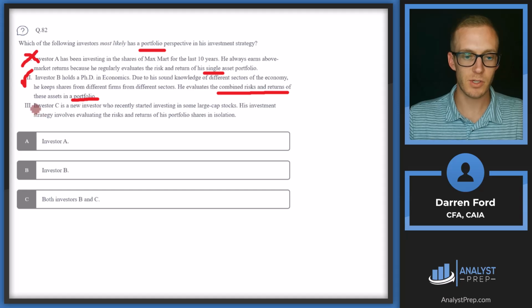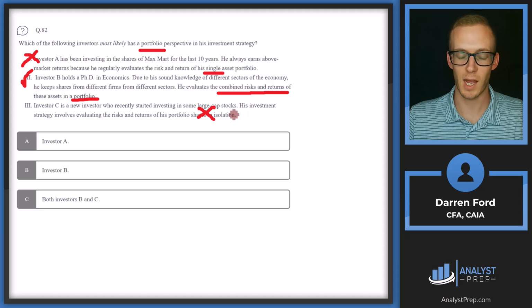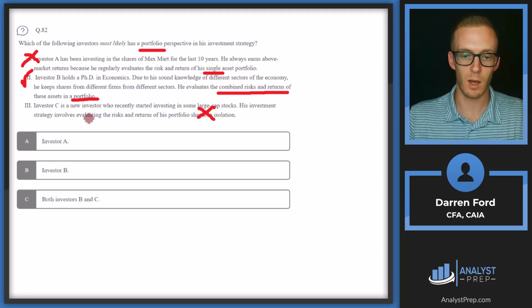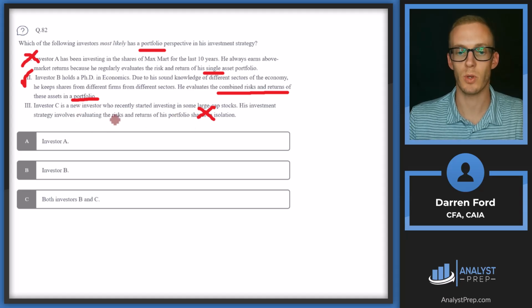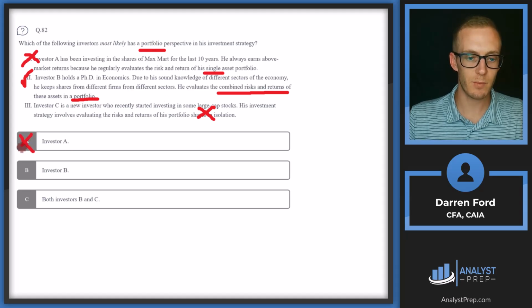And then investor C is a new investor who recently started investing in some large cap stocks. His investment strategy involves evaluating the risks and returns of his portfolio shares in isolation. So the isolation is where this falls apart here. It's good that he's buying multiple stocks, it sounds like, for some diversification. However, considering these different stocks in isolation without understanding what it could do to the risk and return profile of his overall portfolio and strategy means he's not taking a portfolio perspective. So we can rule out investor A and investor C, and go with investor B.